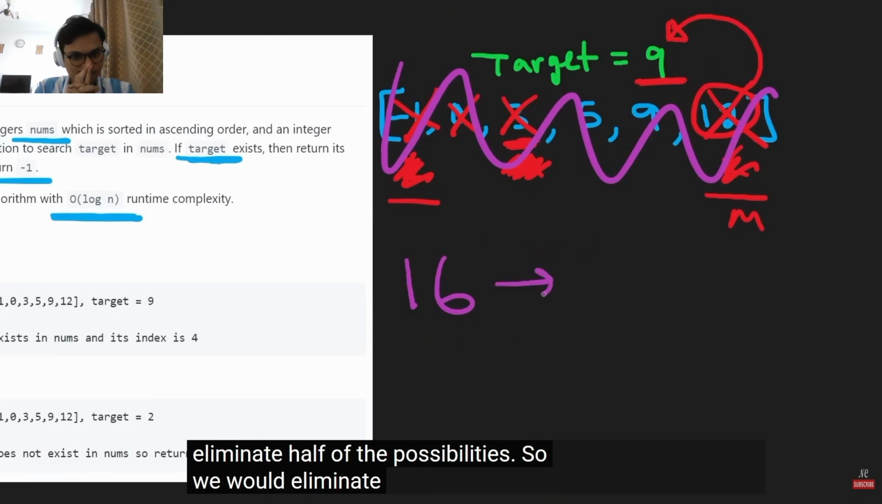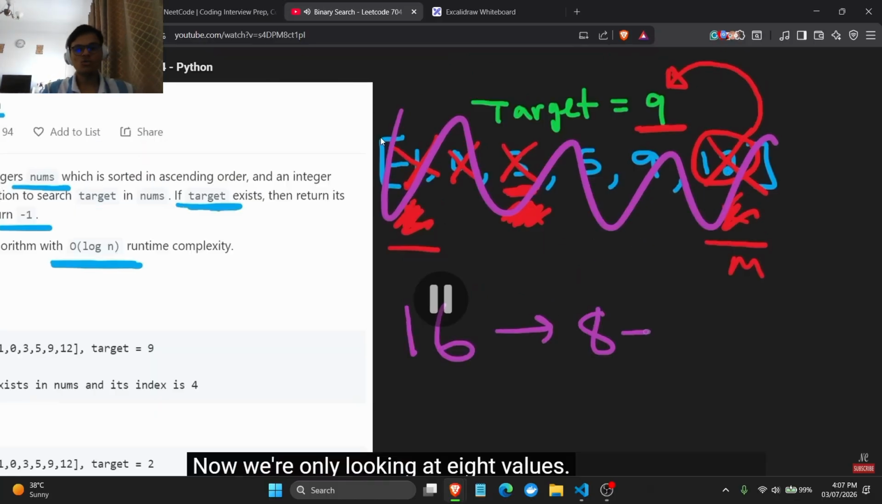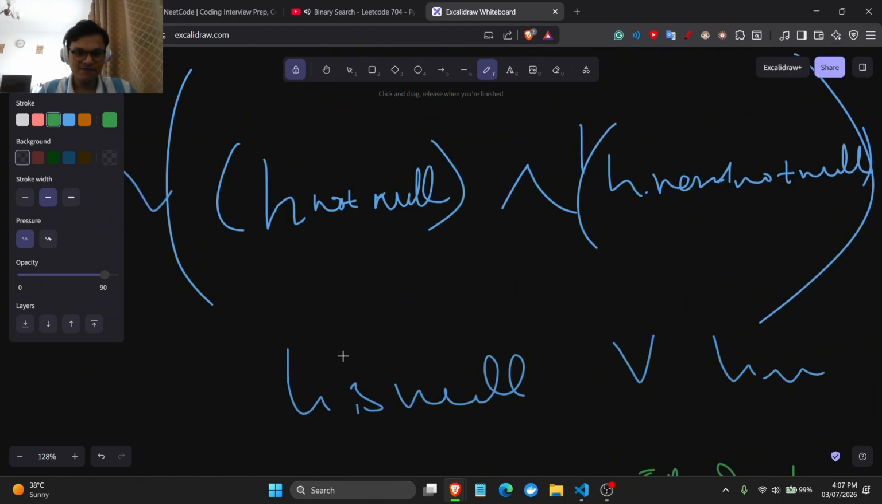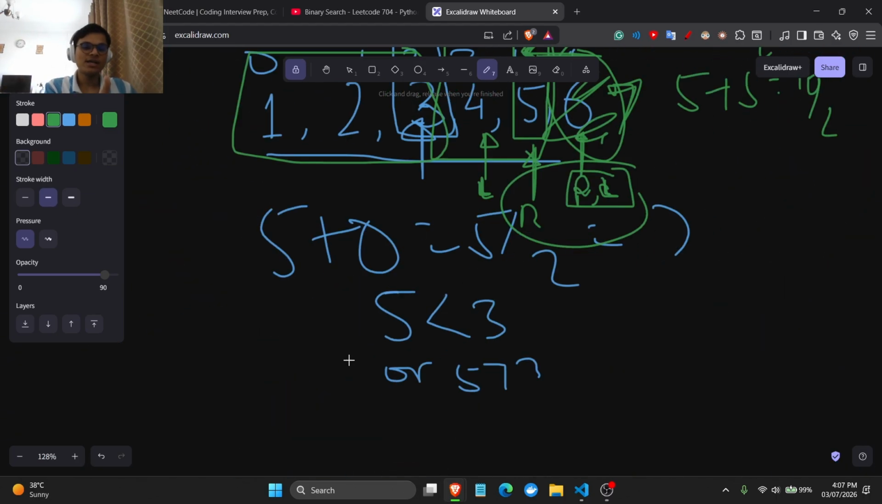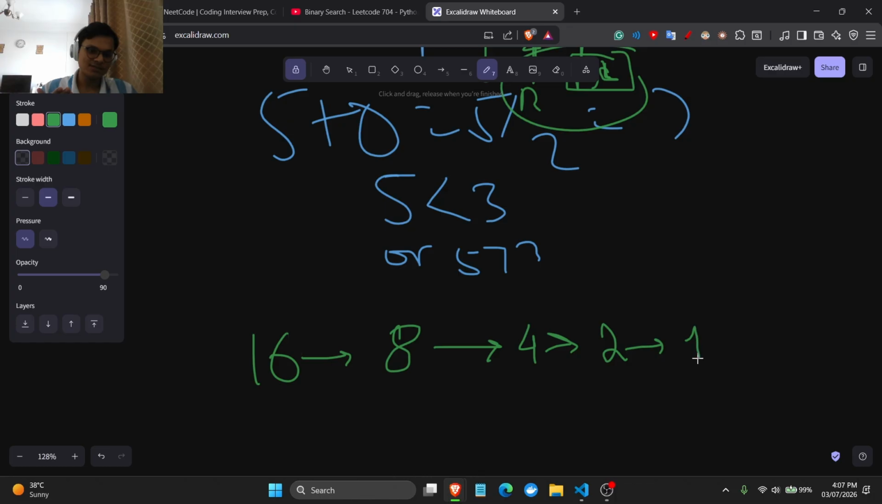So we would eliminate this down to 8. Now we're only looking at 8 values. We still don't find it. The key idea is that at every point you either find the target or not. If you find it, that's great. But if you don't find it, that means if you have 16, now you have only 8 targets to search from. If you don't find it in 8, then you have only 4 to search from. If you don't find it in 4, you search only from 2, and then 2, that means the key exists or not.